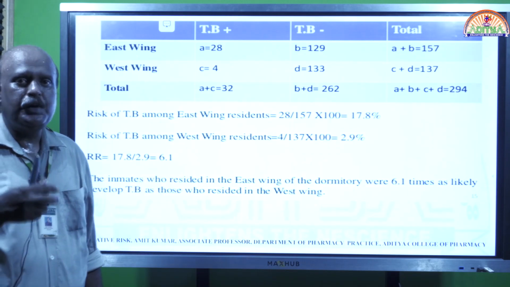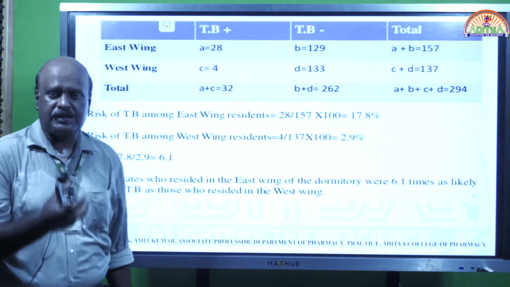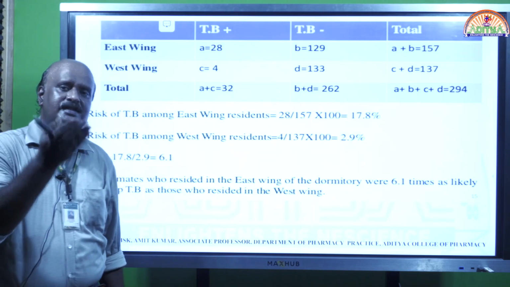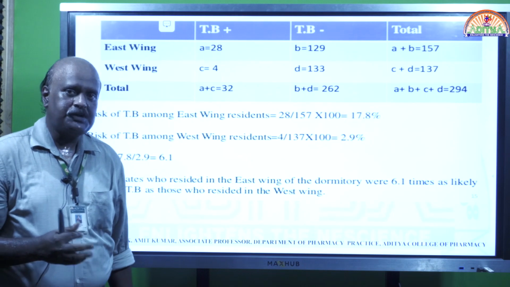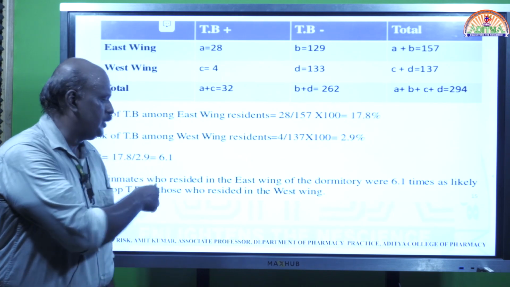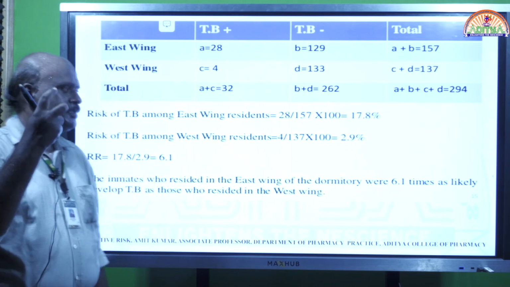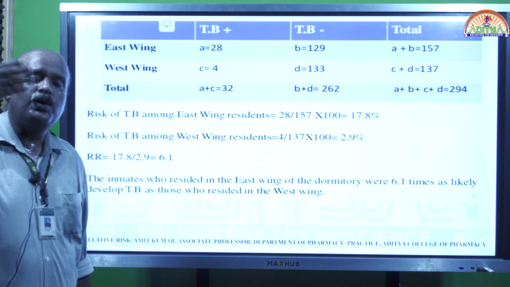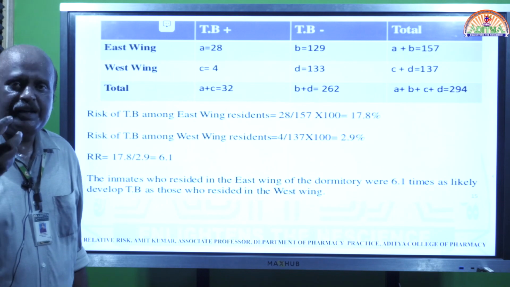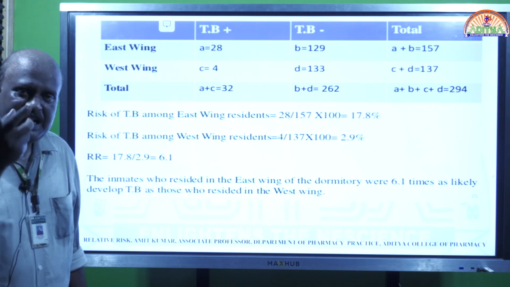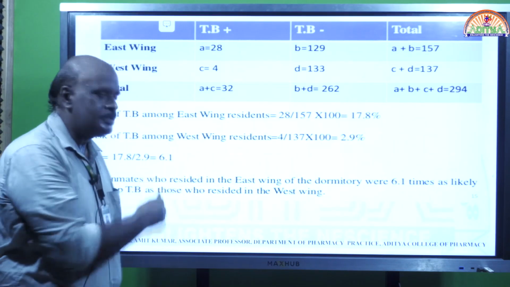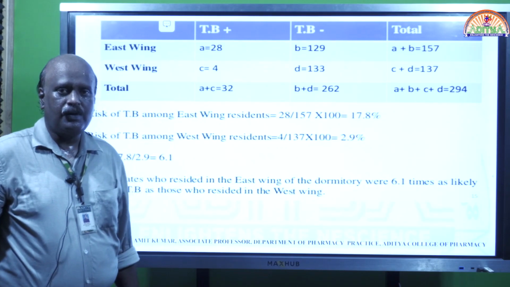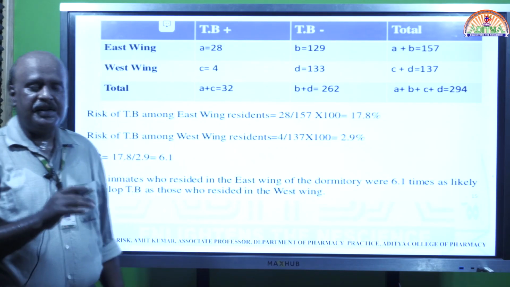This is the way we need to interpret the result of the relative risk depending upon the RR value. So if the RR value here is 6.1, it shows that inmates who are staying in the east wing have 6 times more chance of getting TB as compared to the inmates residing in the west wing. This is all about relative risk.